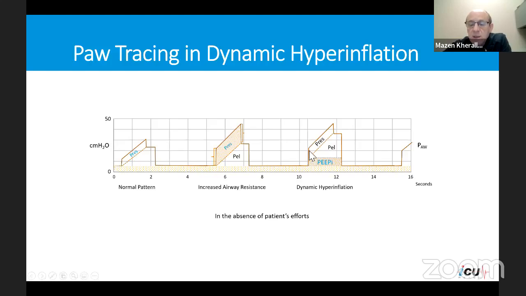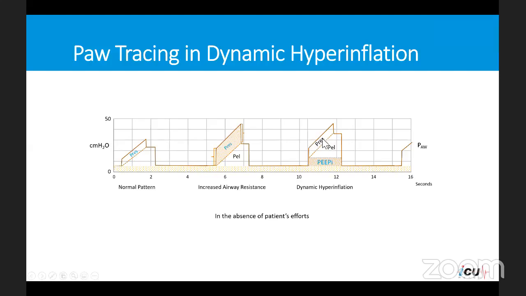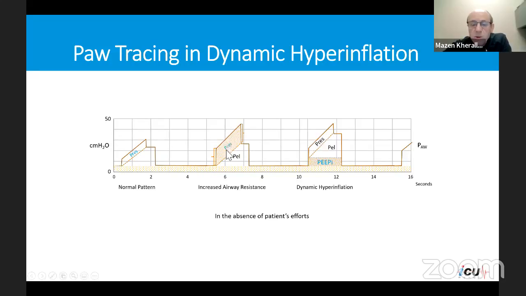Now, you can see how the airway pressure is constant, but it is much lower than in increased airway resistance. This is a patient who doesn't have increased resistance in the airway, but there's dynamic hyperinflation because you probably set the rate too high for the patient, and then he doesn't have time to exhale all the way. And you can see the difference between the peak inspiratory pressure and the plateau pressure. The difference is similar to part of the initial rise in the airway pressure.